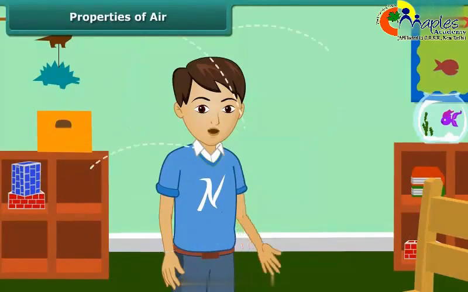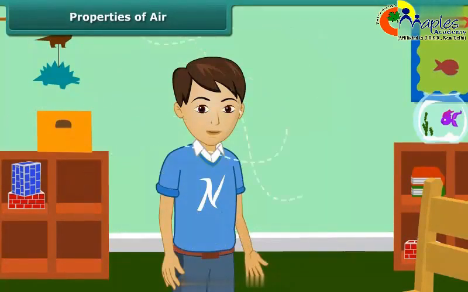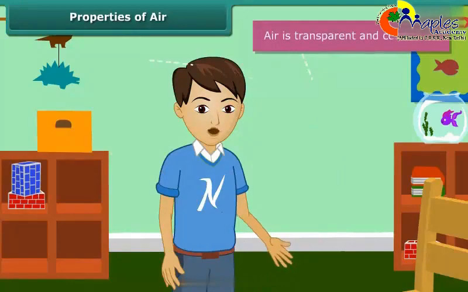We all know that there is air around us. Look around. Can you see the air? No. That is because air is transparent and colorless.